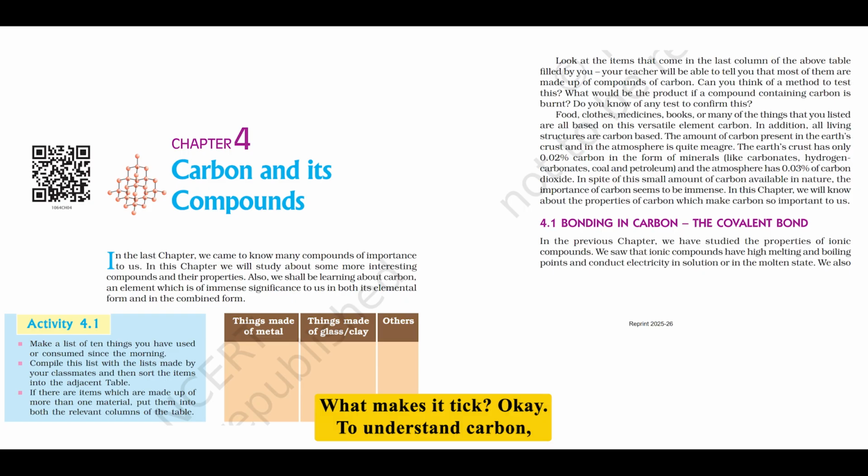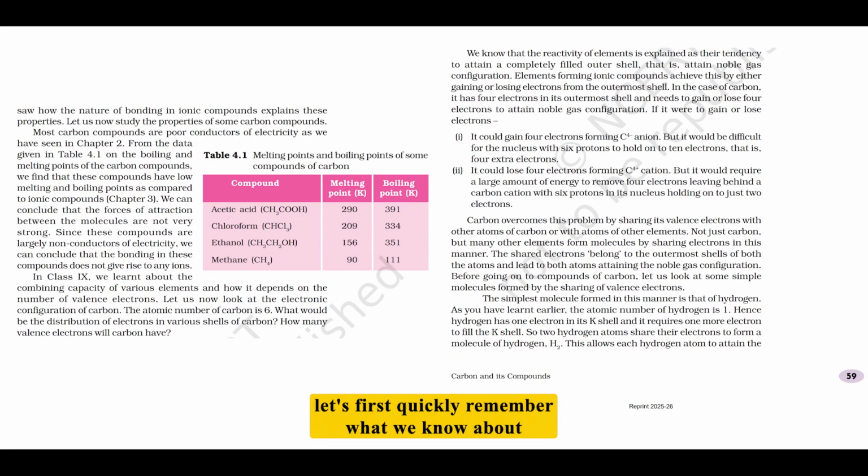What makes it tick? Okay, to understand carbon, let's first quickly remember what we know about other types of compounds, specifically ionic compounds. We covered those before, right? Yeah, formed by transferring electrons, like sodium chloride. Exactly. And what were their typical properties? High melting points, high boiling points. Right, it takes a lot of energy to melt them. And they conduct electricity, but only when dissolved or melted. Perfect recall. High melting and boiling points because of those strong electrostatic attractions between the ions, and they conduct electricity only when the ions are free to move in solution or molten state.